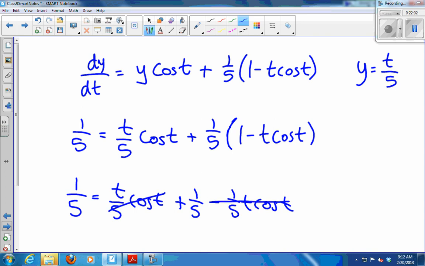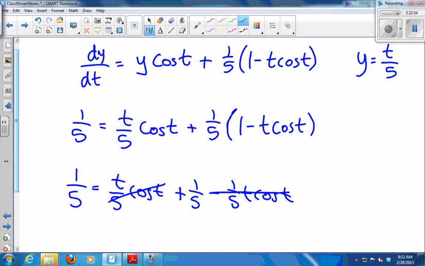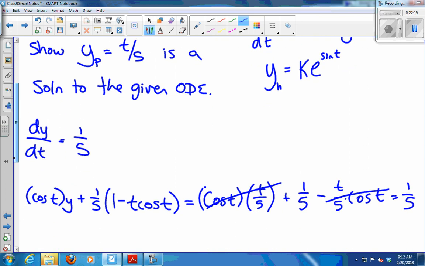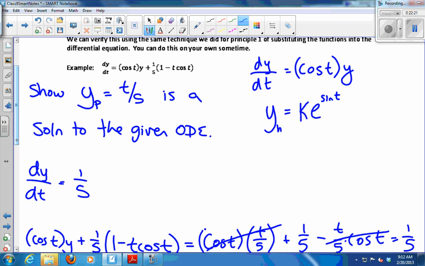These terms cancel, and we get 1/5 equals 1/5. So I know that y was a solution. So now that I know it's a solution, I can write out the general solution to this differential equation. What I have found is a particular solution, as opposed to the whole family of solutions.